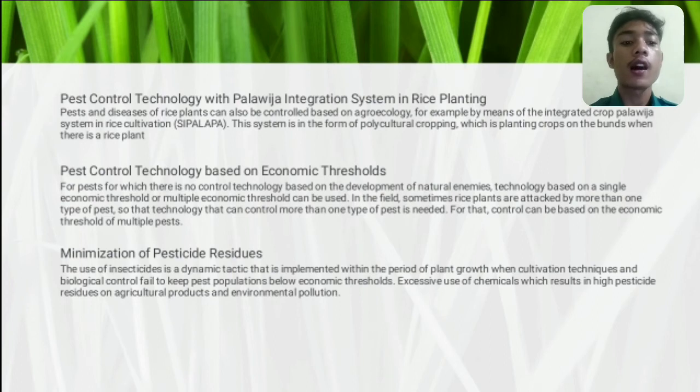Minimization of pesticide residues. The use of insecticide is a dynamic tactic that is implemented within the period of plant growth when cultivation technique and biological control fail to keep pest population below economic threshold. Excessive use of chemicals results in high pesticide residues on agricultural products and environmental pollution.